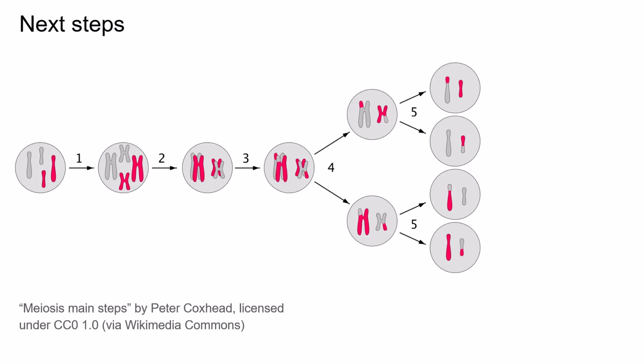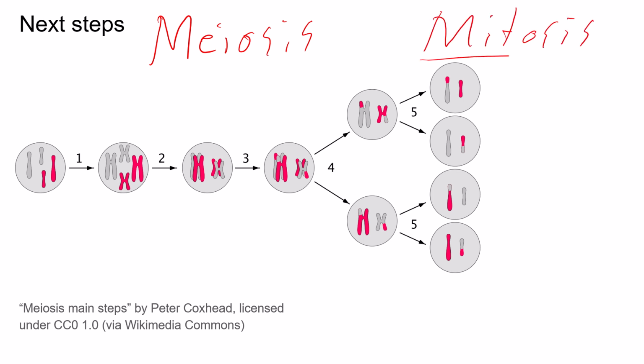In contrast to mitosis, there is another process that I said could be a little confusing. This one is called meiosis. So we have mitosis and we have meiosis. In mitosis, here on the right, both copies are the same.